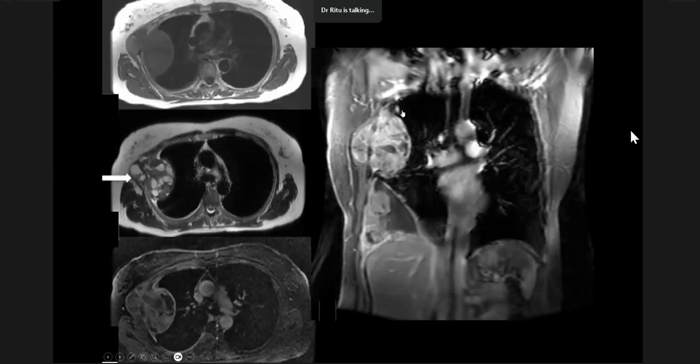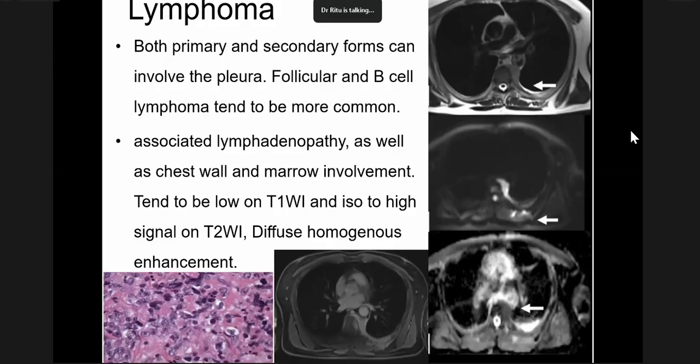You can see more than one area which may involve the pleura. You can also see associated pleural effusions in these patients. In later stages, they may metastasize to the contralateral pleura or the contralateral lung as well.